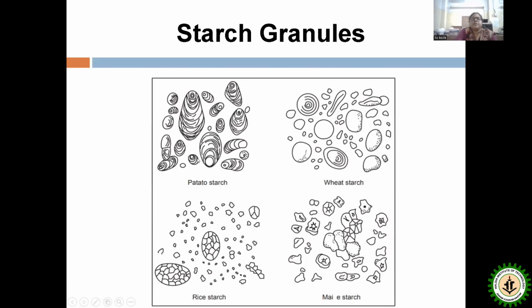Now, it is a pictorial representation of different starch granules. From this picture, it is very clear that potato starch is larger in size and almost uniform oval in shape. However, wheat starch or corn starch, etc., have mixed shapes and are quite smaller in size than the potato starch.